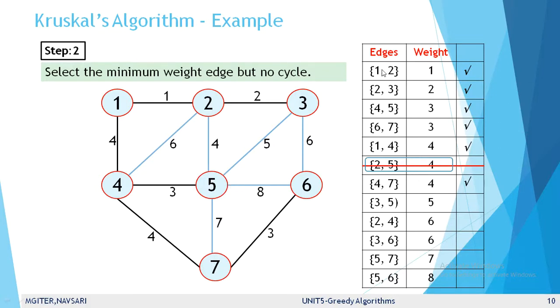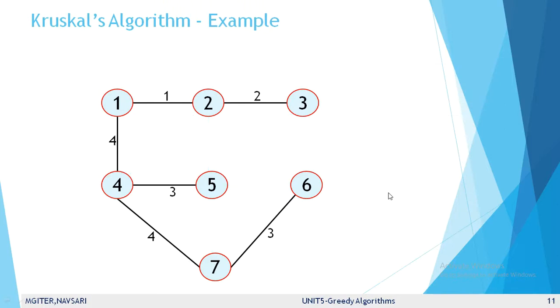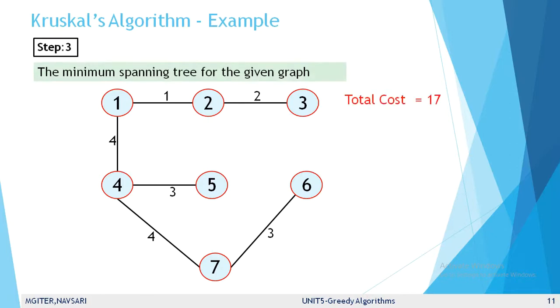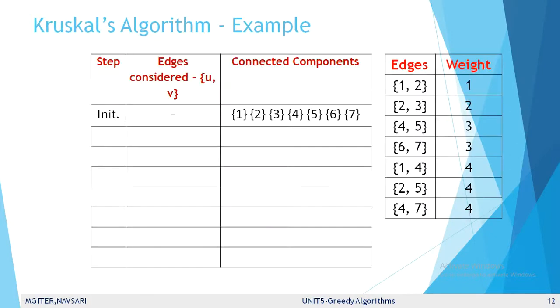So here we select the edges 1 to 2, 2 to 3, 4 to 5, 6 to 7, 1 to 4 and 4 to 7, and we covered all the vertices. This is the spanning tree found with the help of Kruskal algorithm, with the cost of 17.